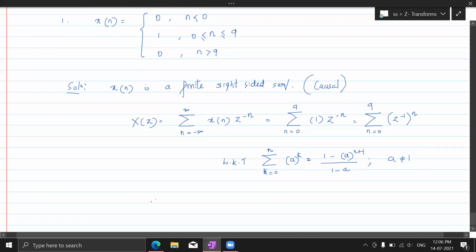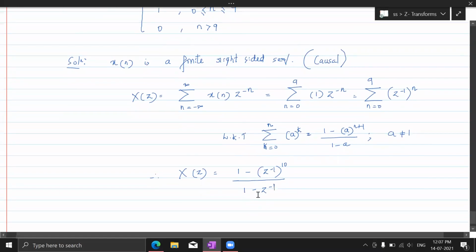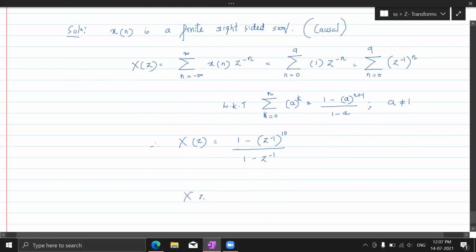So therefore, X(z) can be written as, in place of a, we need to have z inverse. That's it. So it would be 1 minus z inverse, with n replaced by 9. So it is 9 plus 1, that is 10, divided by 1 minus a. 1 minus a means 1 minus z inverse, because z inverse is a. Further, this can be written in terms of z as (z to the power 10 minus 1) divided by z to the power 9 into (z minus 1).